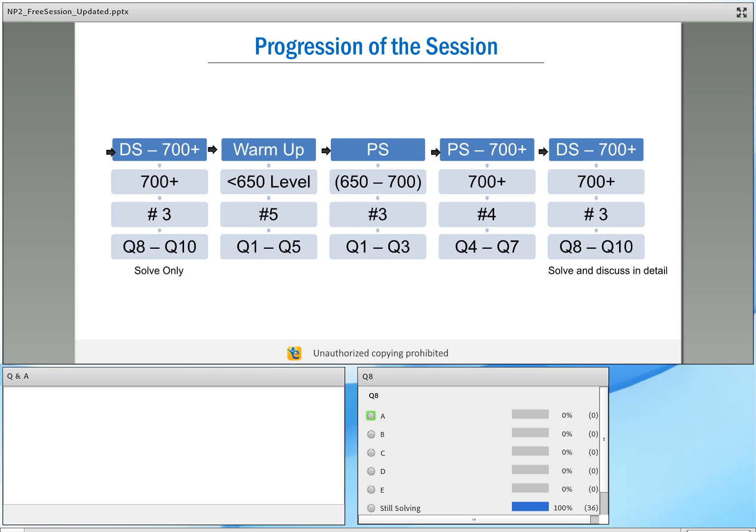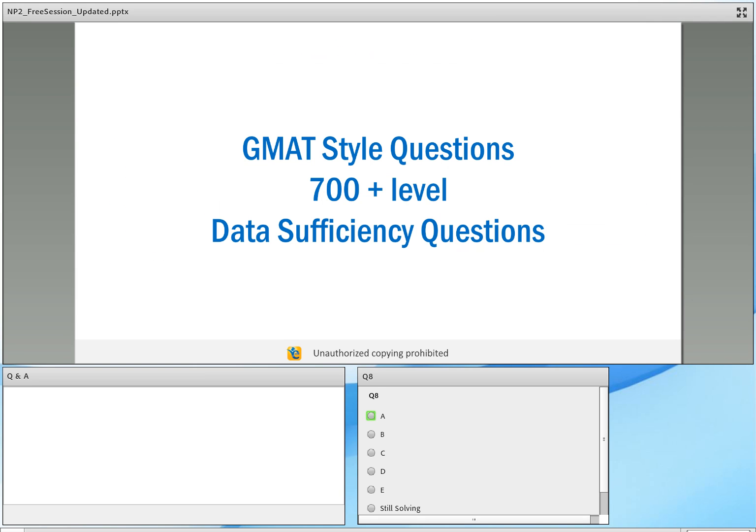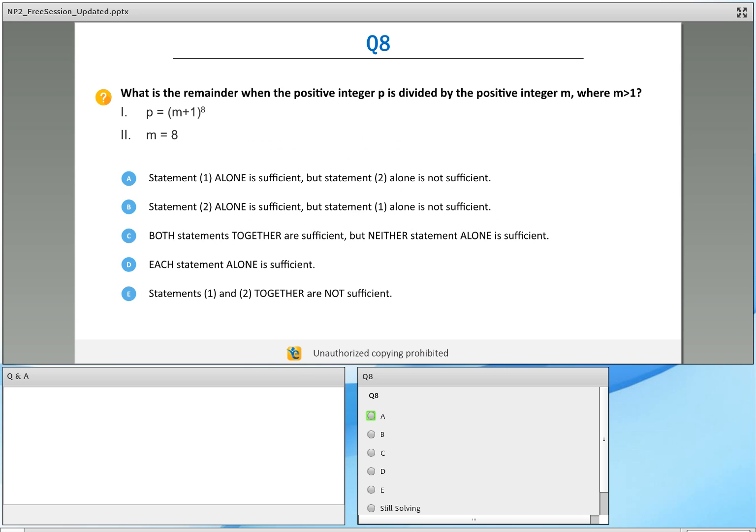But again, for the first 3 questions for now, I'm going to give you 2 minutes per question, because you're going to solve these questions once again. All right, perfect. I'm going to remove broadcast results so you can't see each other's answers. Here is the first question, question number 8. You should be seeing it now on your screen.